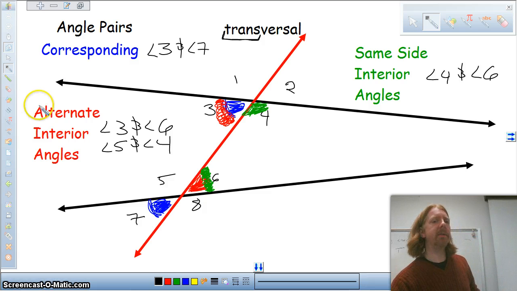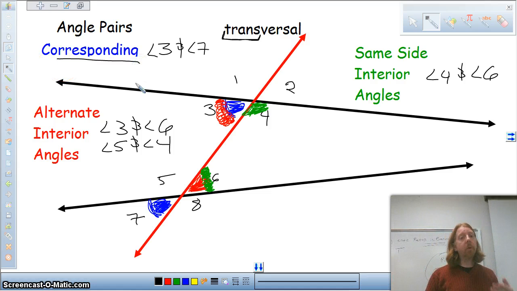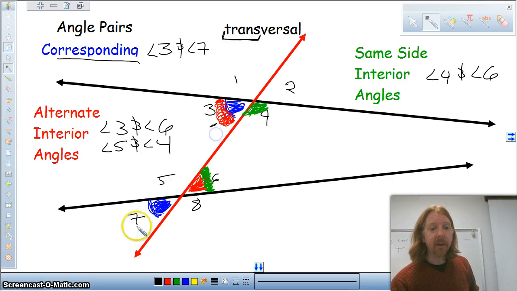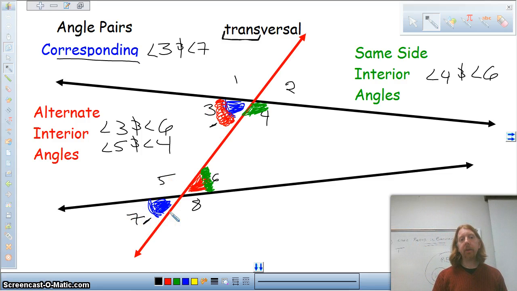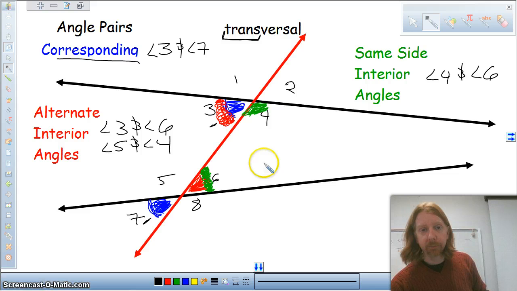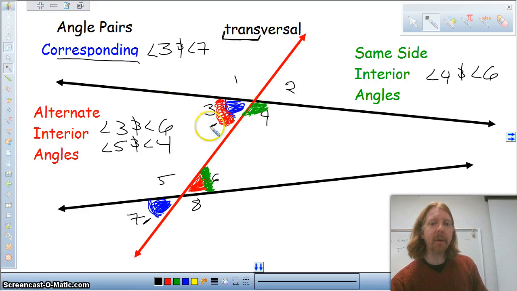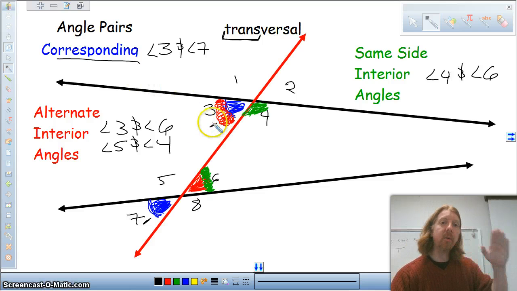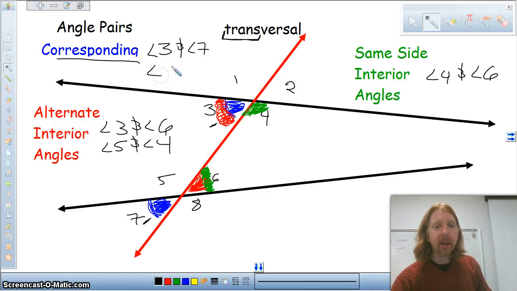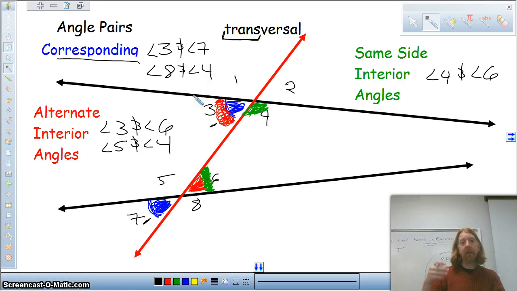Let's go back to corresponding for a moment. Now notice that the corresponding angles are on the same side of the transversal, but one's in the interior, one's in the exterior. They're always on the same side of the transversal, so either over here or over here. And then I usually call it the same position. Like I would call this position the southwest position. So southwest, southwest. I could also pair up angle 8 and angle 4. They're both in the southeast positions. They're both on the same side of the red transversal, but they're on opposite, one's interior, one's exterior.